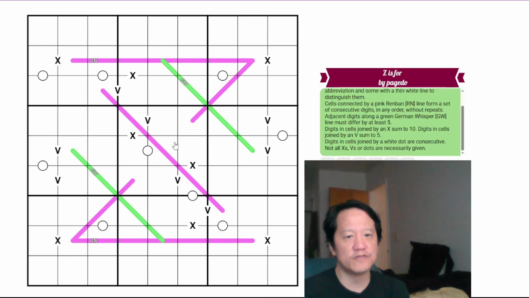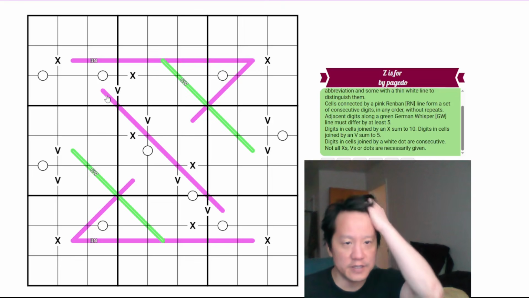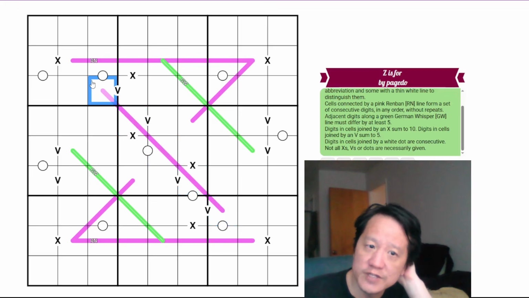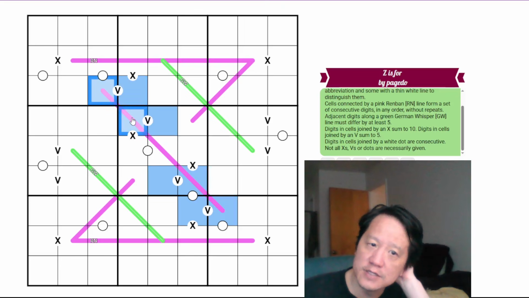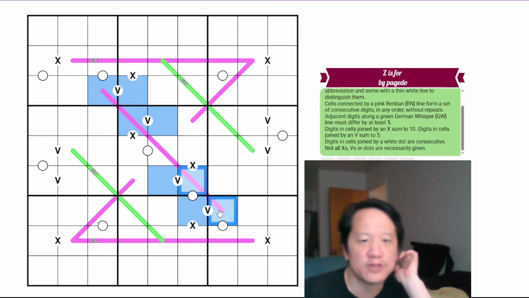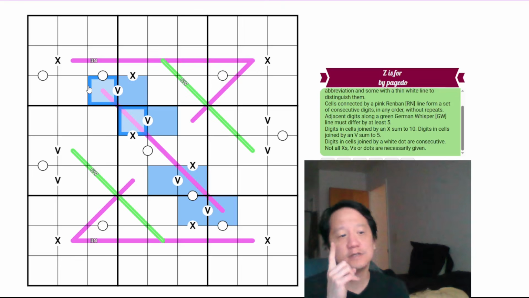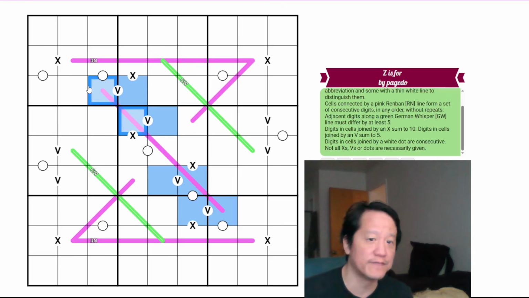So the easiest one that I see immediately is this 5-length Renban. All of the digits on this Renban are next to V's, which means they must be low digits, right? To be adding up to 5, and the low digits being 1 through 4. That means these digits, since there are no repeats on the Renban line, have to be 1 through 4, which means the last remaining digit must be a 5.